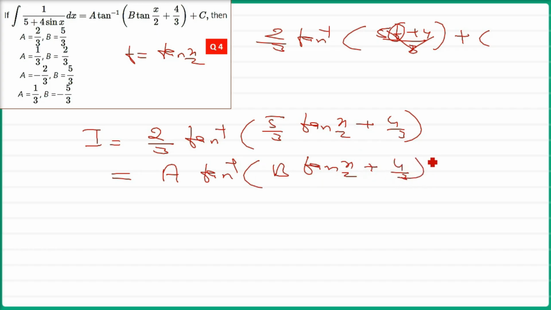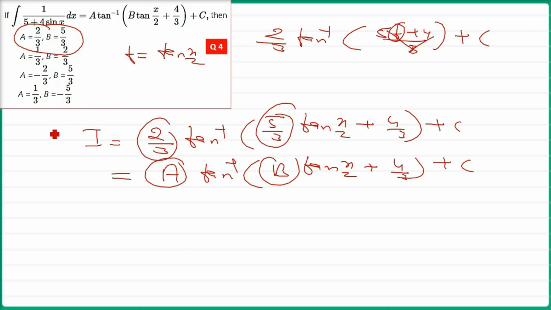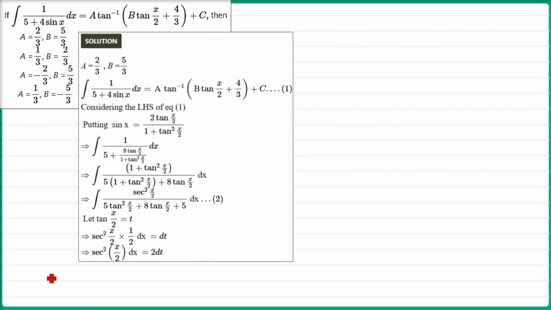So when you equate this, what are you going to get, with a constant of integration? a is 2 by 3 here and b is 5 by 3. So a is 2 by 3, b is 5 by 3. That's your result. So how to do this?